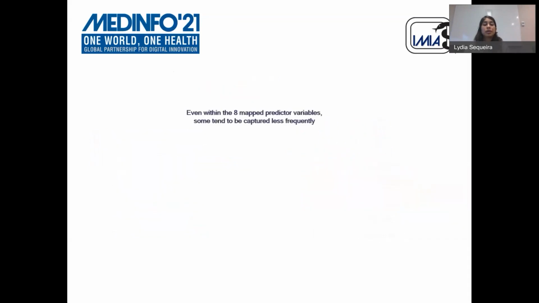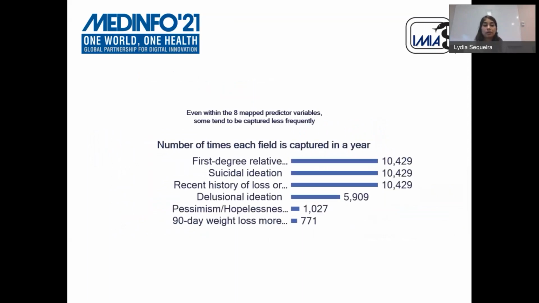Even with the 8 matched prediction variables, only a fraction of those are captured frequently within the EHR. This graph here, gathered using a back-end analytics platform from the EHR, shows the utilization rates for 6 of the 8 variables used over a 1-year period. As you can see, some variables are captured very often, those that are required organizational practice. Most of these had 0 missing data rates. However, certain fields, such as the pessimism or hopelessness score and weight, were not captured as often.